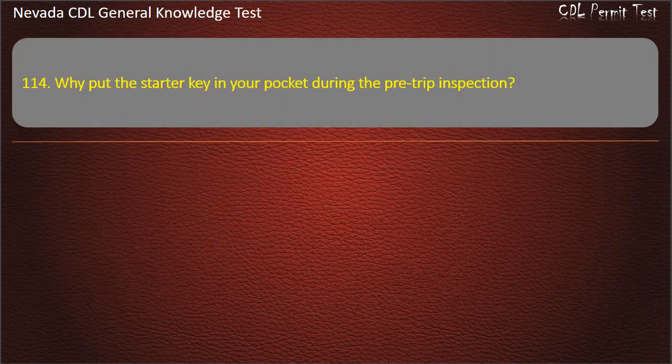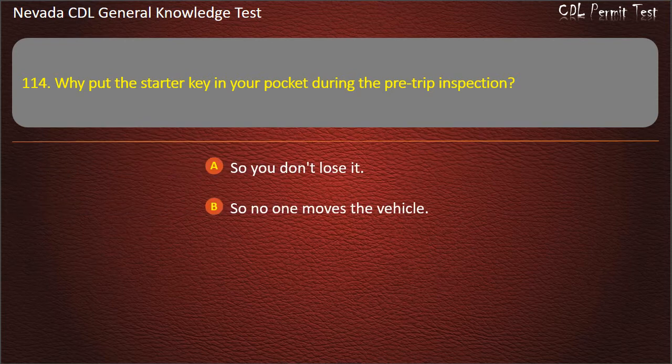Question 114. Why put the starter key in your pocket during the pre-trip inspection? So you don't lose it. So no one moves the vehicle. For your safety. Answer. For your safety.